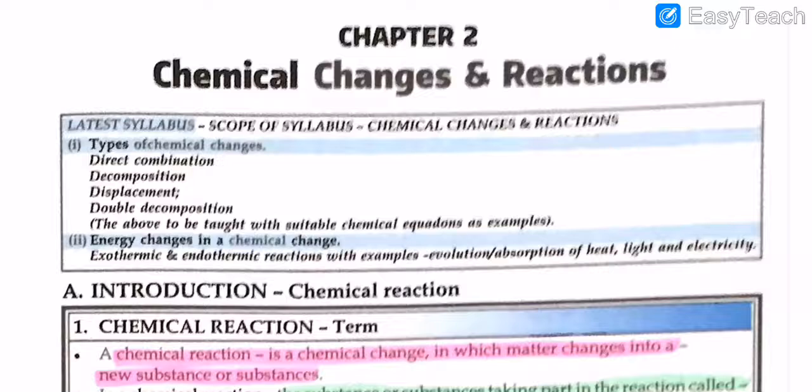So some syllabus that we are going to cover in this chapter will be the types of chemical changes: direct combination, decomposition, displacement, double decomposition, energy changes in chemical reactions, and etc. So starting with the introduction, chemical reactions.